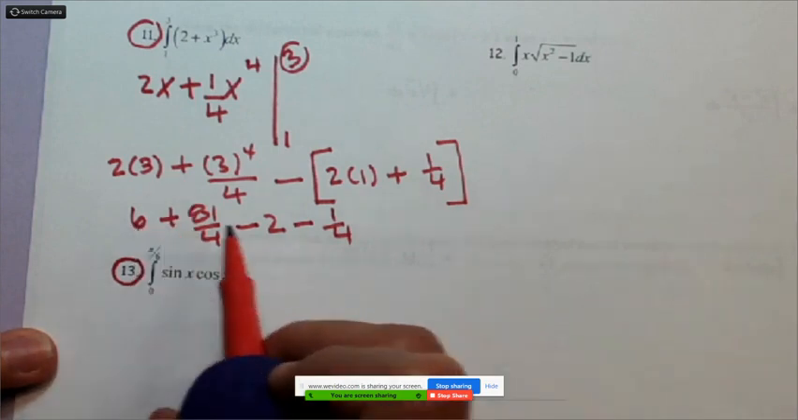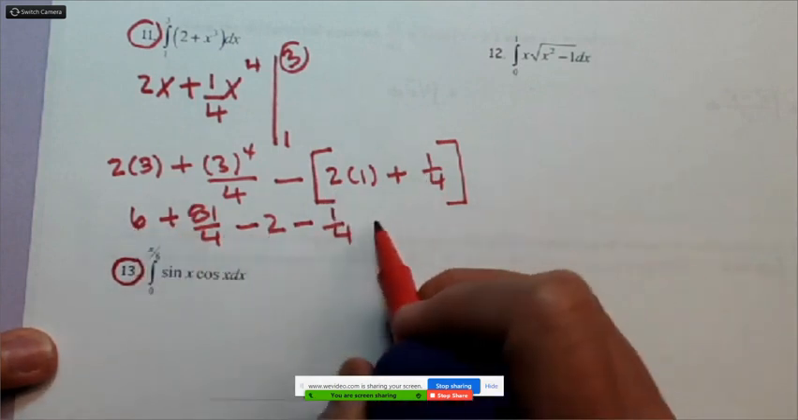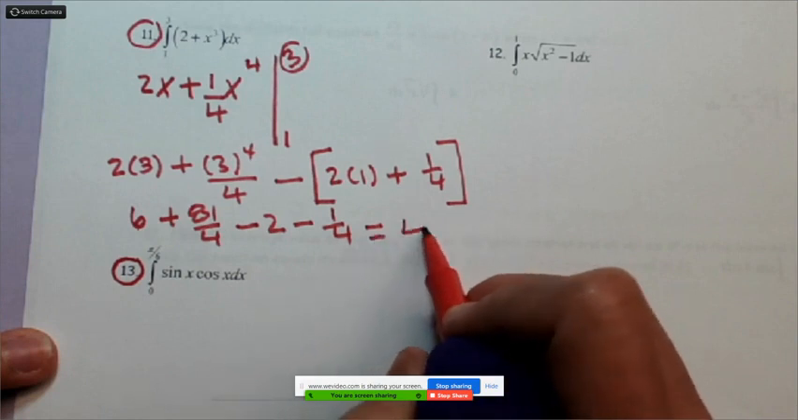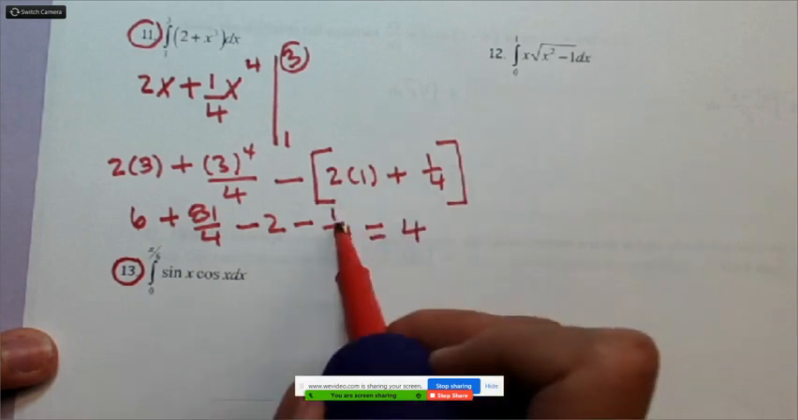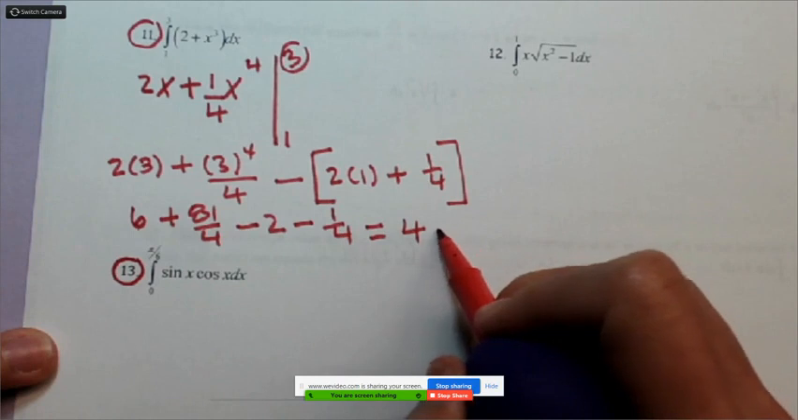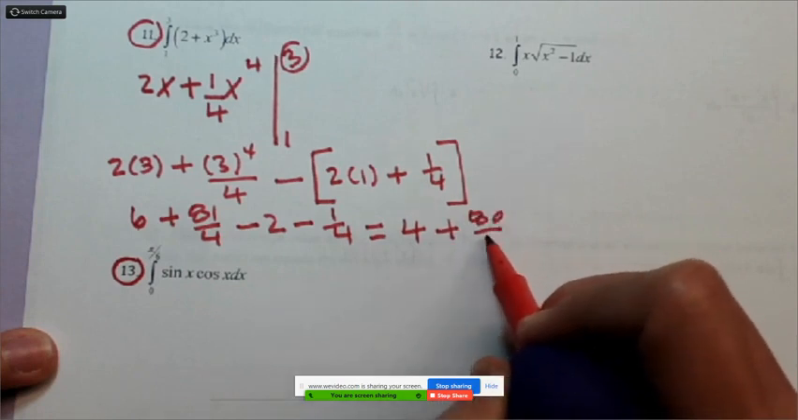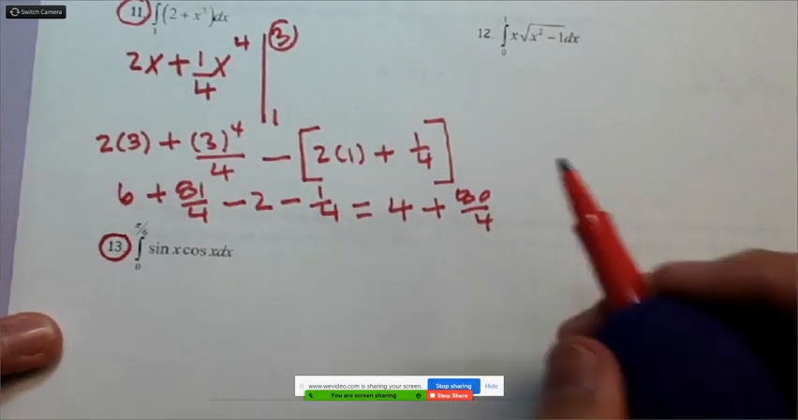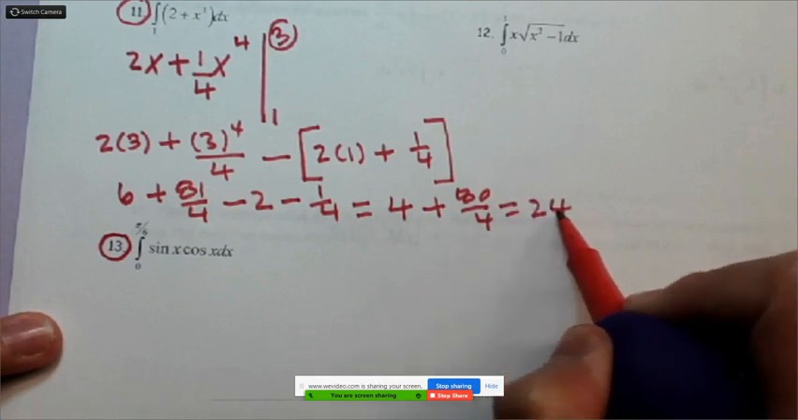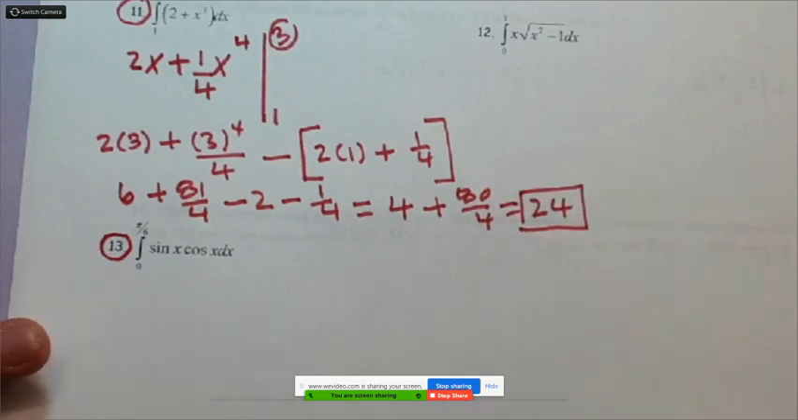So then I know the 6 minus 2 is going to go to 4. And if I take 1/4 from 81 over 4, that's going to give us plus 80 over 4. And what is 80 over 4? So our answer is 24. Okay, so it's going to end up pretty clean.